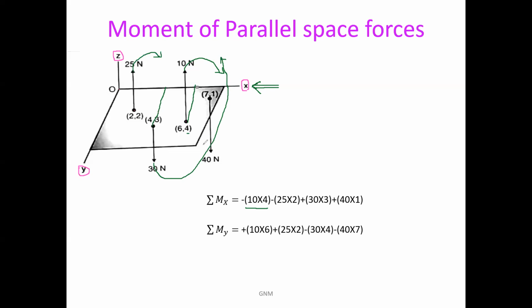Next force is 40 Newton. Distance from x-axis is 1 meter. It will also rotate anti-clockwise about x-axis. So write plus for anti-clockwise sense. This will give us moment of all forces about x-axis. Similarly, we can write moment of all forces about y-axis.